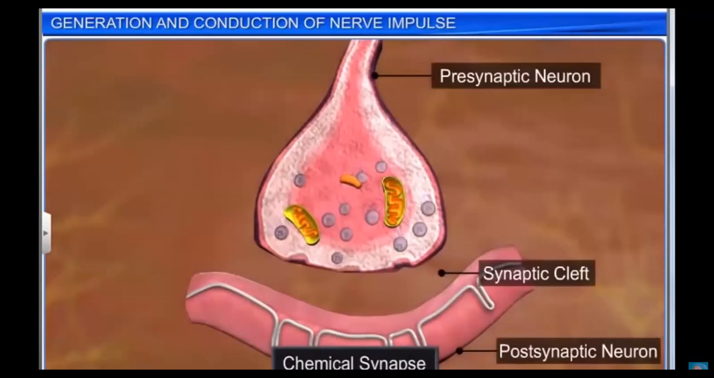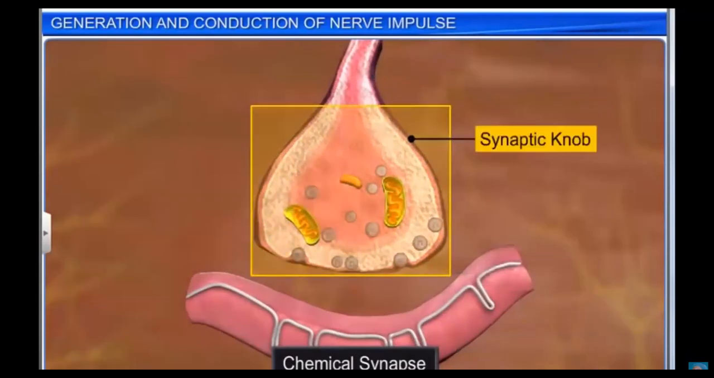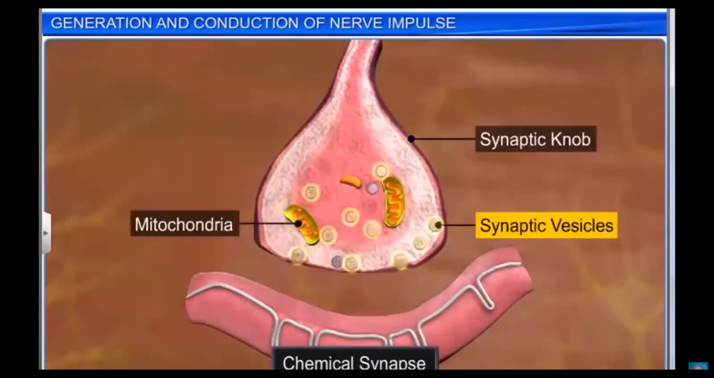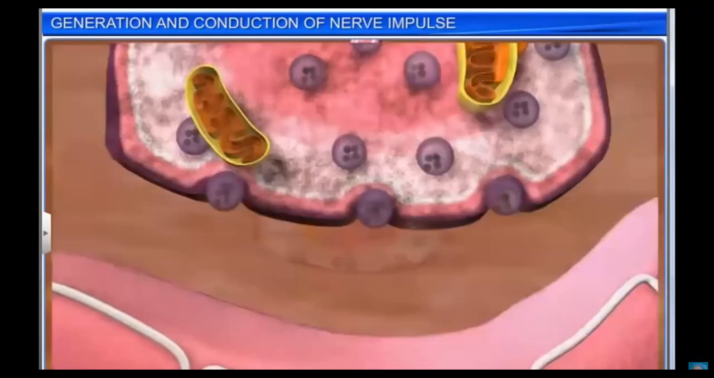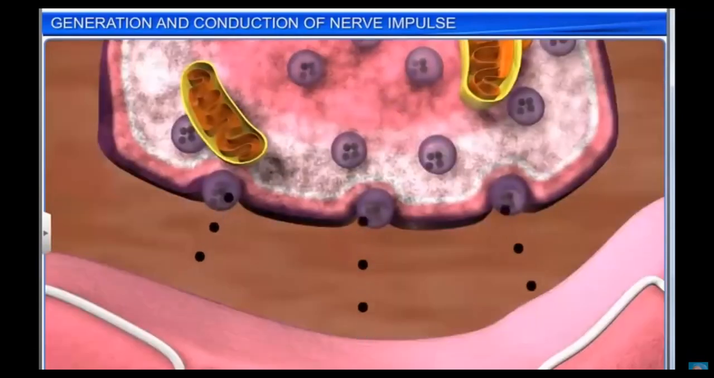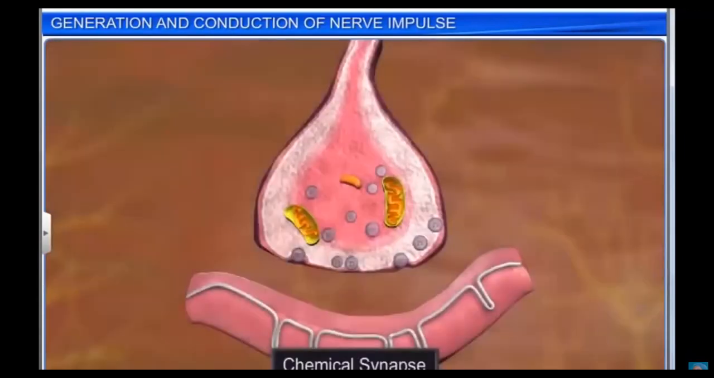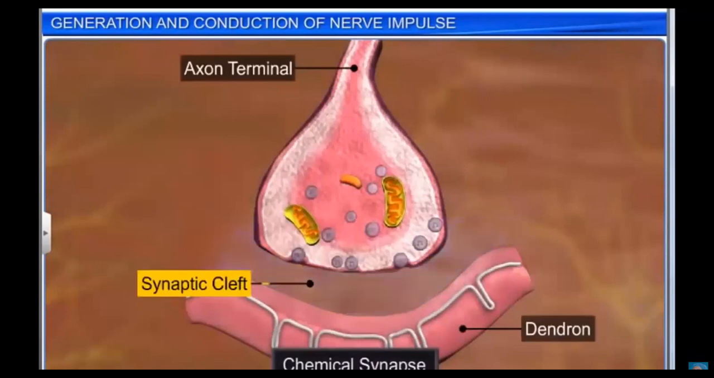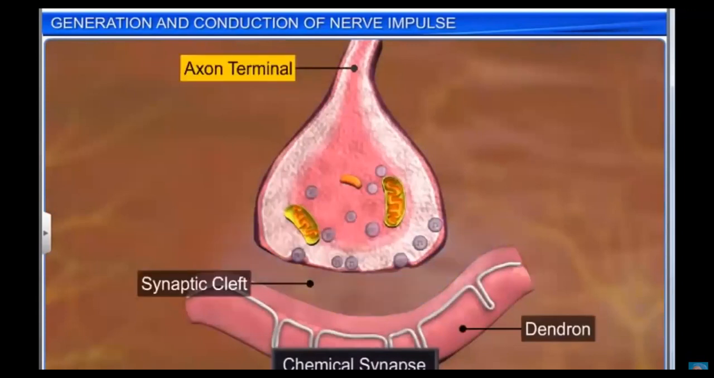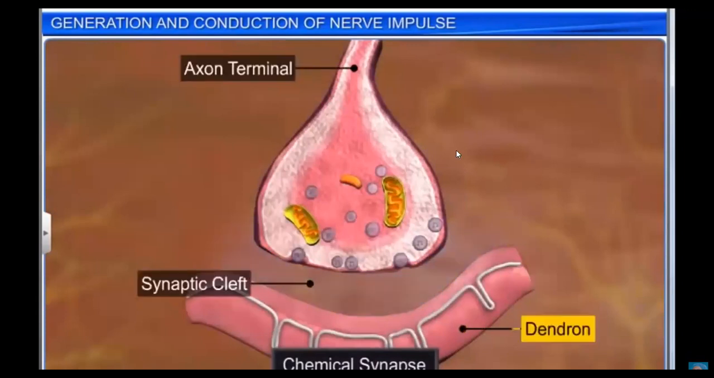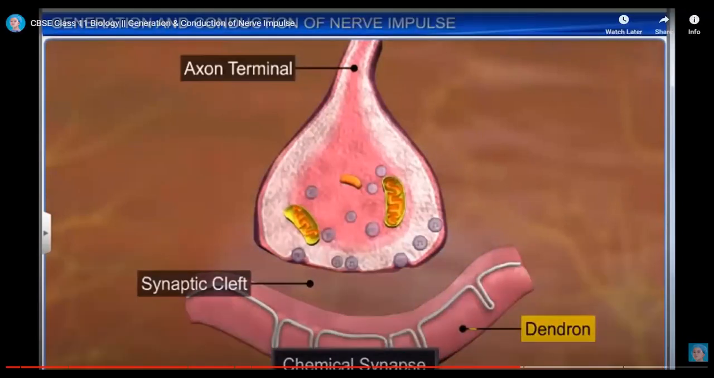A presynaptic neuron ends with a synaptic knob. A synaptic knob has a large number of mitochondria and many synaptic vesicles. Each synaptic vesicle contains neurotransmitter chemical molecules such as acetylcholine. The synaptic cleft is a fluid-filled gap between the axon terminal and the dendron of another neuron. So there is no protoplasmic continuity between neurons.